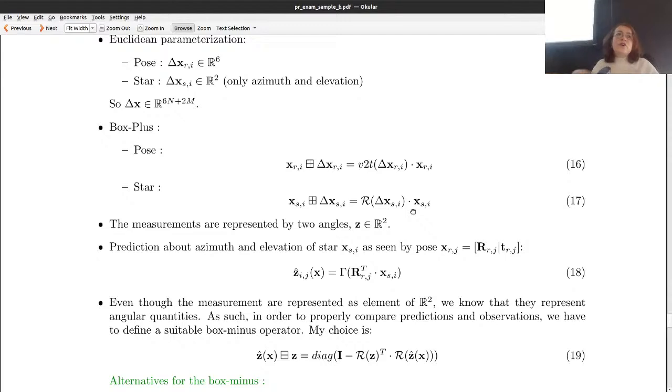Okay, this is from a theoretical point of view. You should think of these two guidelines when choosing a box plus. So the box plus with a 0 perturbation should provide the same element of the manifold, while the box plus should always give again an element of the same manifold.